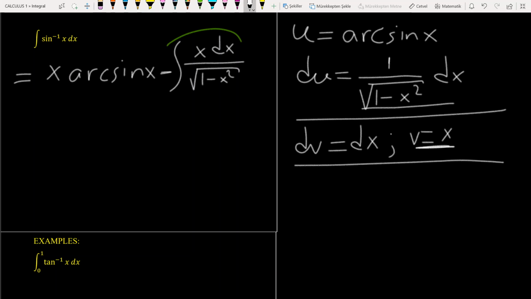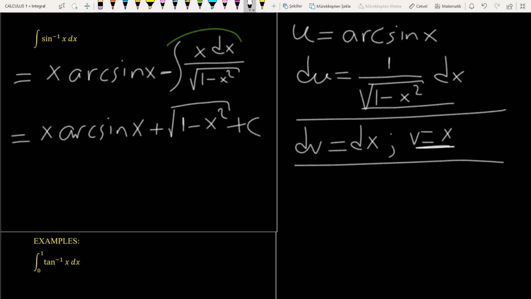As you see, using the substitution rule, it is not so difficult to integrate this term. Arc sine x minus, plus, so it becomes square root of 1 minus x squared plus c. So how do we get square root of 1 minus x squared?